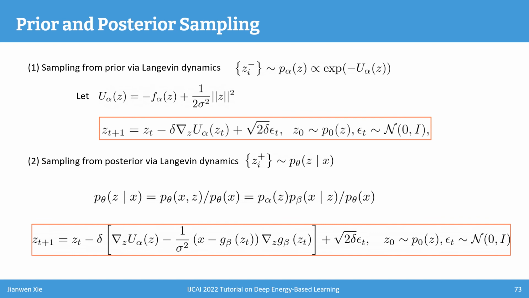Here are the Langevin update formulas for sampling from the prior distribution and the posterior distribution. The energy term U in the prior distribution has a projective term, which is due to the non-informative Gaussian distribution. The posterior distribution is proportional to the joint distribution, which involves both parameters of the prior and the generator. Sampling from the posterior distribution by Langevin dynamics is like a stochastic gradient descent algorithm that finds Z in the latent space to minimize the generator reconstruction error and the energy function U in the prior distribution.